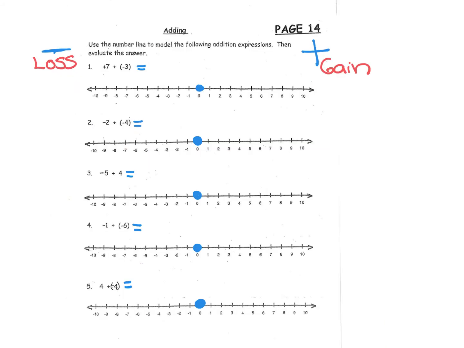On page 14, you're going to graph each one of these addition problems. Remember, we start at 0 each and every time. Please place a dot at 0 for each case. And if you're representing a vector that's a gain, you're going to move to the right. If you represent a vector that's a loss, you're going to move to the left.